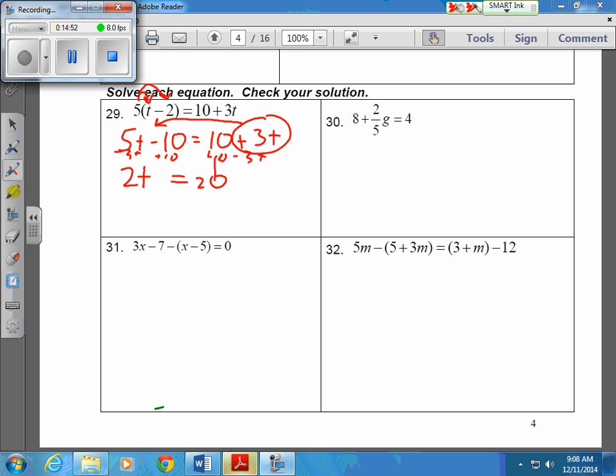And then last step, almost always your last step is going to be the division. You don't get rid of the constant or the coefficient on the variable until the very last step. So t would be 10.